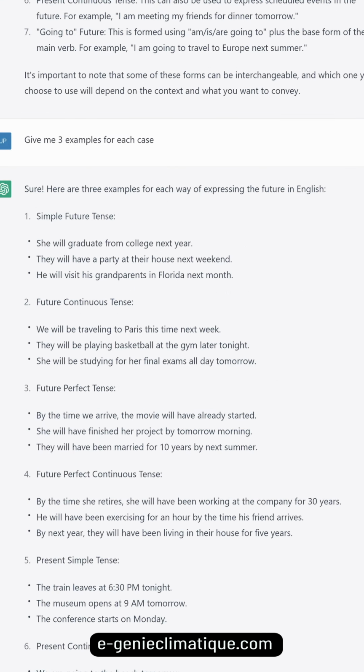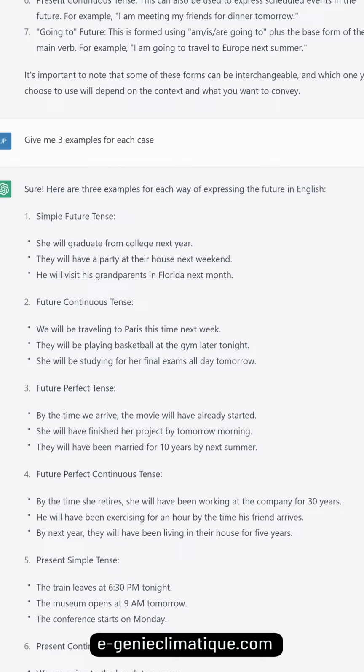Give me 3 examples for each case. Sure, here are 3 examples for each way of expressing the future in English. Simple future tense. She will graduate from college next year. They will have a party at their house next weekend. He will visit his grandparents in Florida next month.